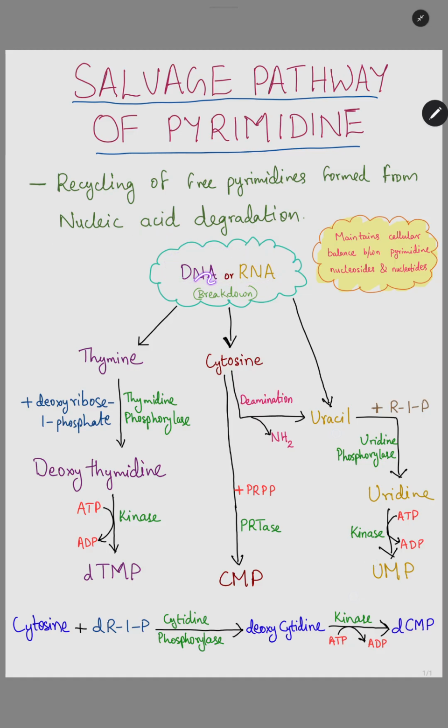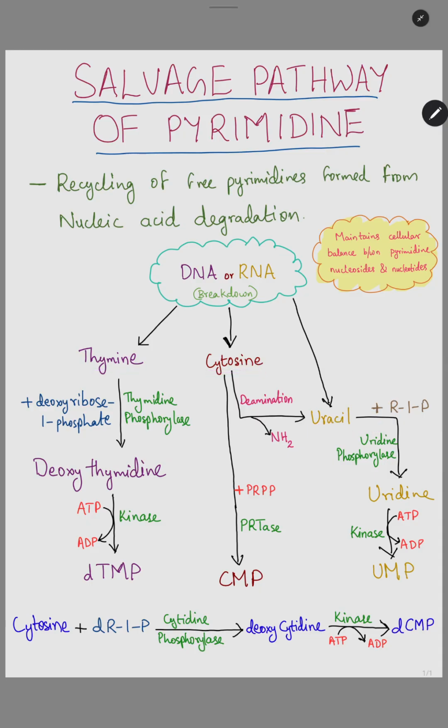So the breakdown or degradation of DNA or RNA produces nitrogen bases like thymine, cytosine or uracil. So breakdown of DNA produces thymine and cytosine, whereas breakdown of RNA produces cytosine and uracil. Okay, so now this is where the salvage pathway starts. So now we have three nitrogen bases: thymine, cytosine and uracil.